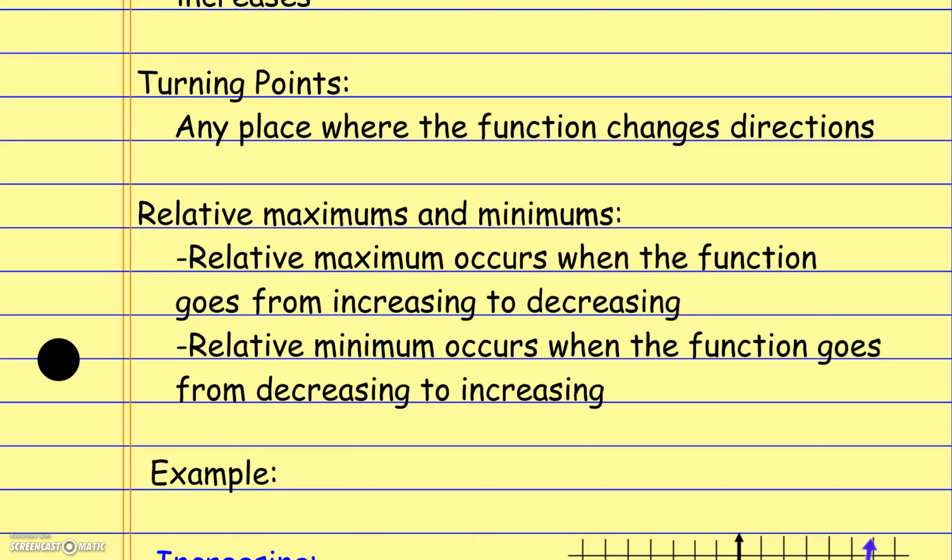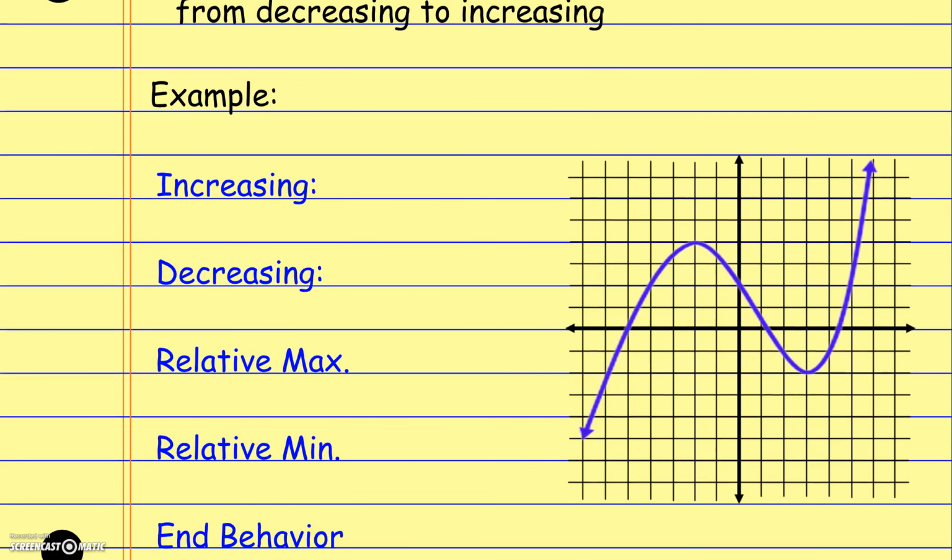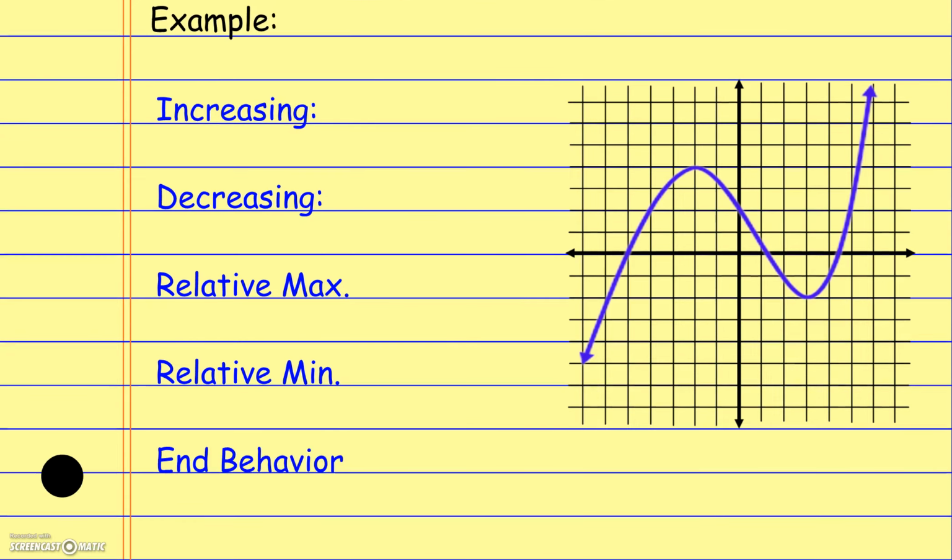Okay? So if we look at an example here, here's an example of a graph of a polynomial function. And I'm basically just going to identify each of these different things. So I'm going to identify where it's increasing, where it's decreasing, any relative maximums or minimums. And then the last thing I'm going to do is talk about the end behavior because we all love end behavior so much. Okay?